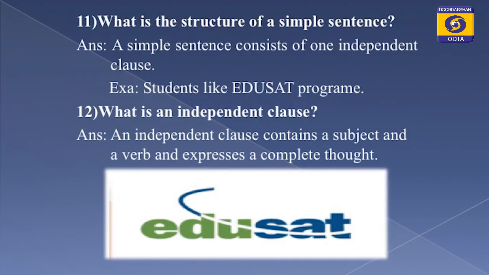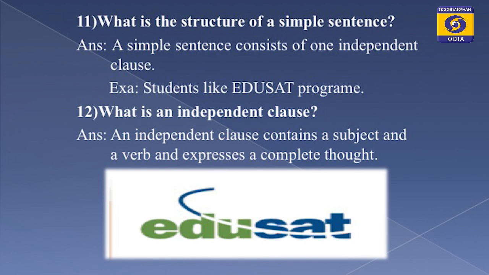So, what is the structure of a simple sentence? A simple sentence consists of one independent clause. We have discussed already what is a clause. Take one example here. Students like EDUSAT program. This is a simple sentence. Why is this a simple sentence? Because it is only one clause and this clause is an independent clause.